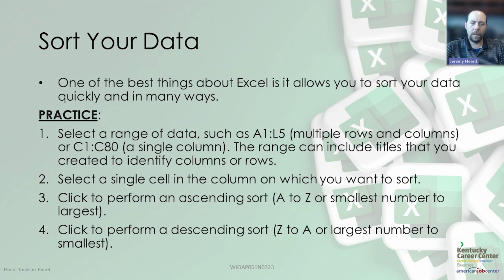A to Z is always going to be smallest to largest. Z to A is always largest to smallest, regardless of what kind of data you're using. So even if you're using numbers, you would select A to Z in order to sort from lowest number to highest number.